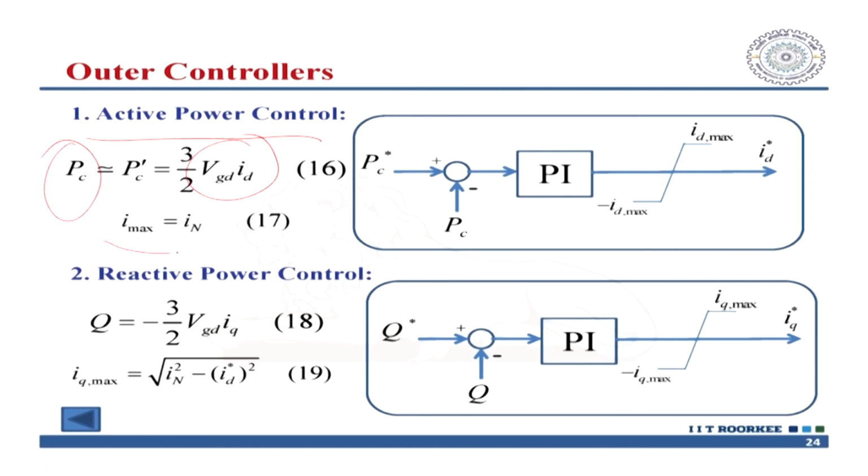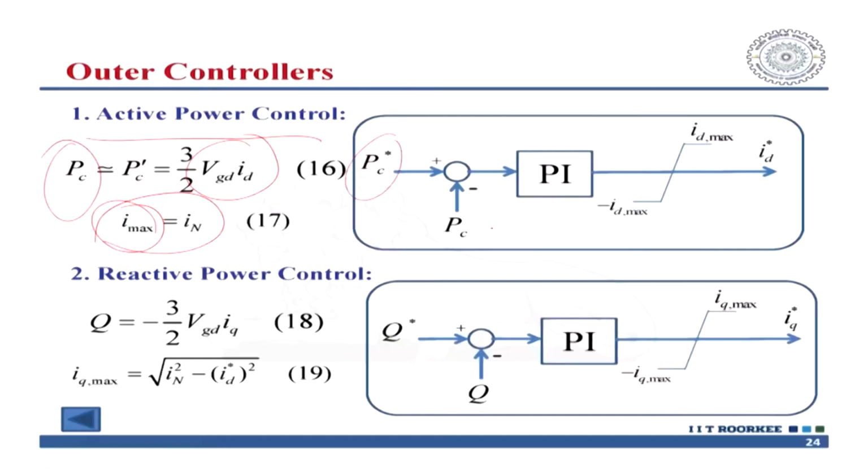Similarly, you have I max equal to IN. What is the maximum value of ID you are allowed? Because you are choosing a device, and the device has its maximum current limiting rating, otherwise the protection circuits will come into the picture to stop the operation. For this reason, let us say I max equal to IN. So, you have PC star minus PC, from there you get a PI. So, you get I max and ID min, from there you get ID prime.